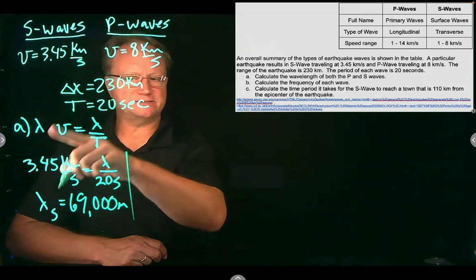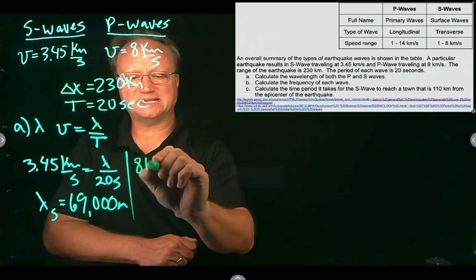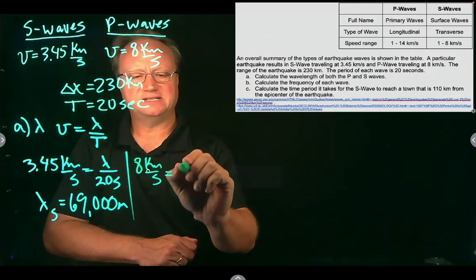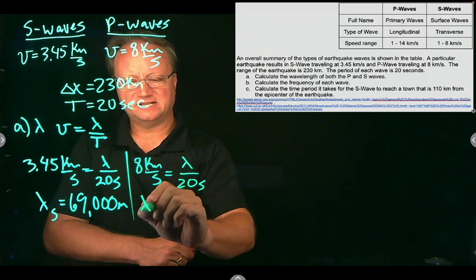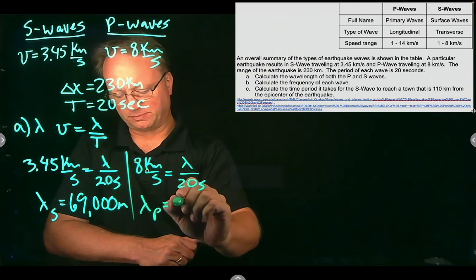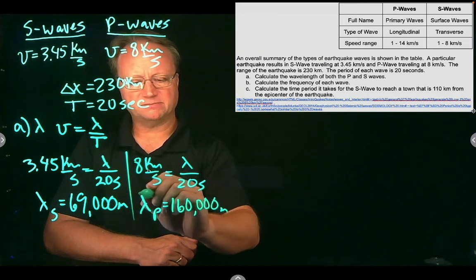Then if we plug in the same equation, but now for the P waves, so it'll be 8 kilometers per second is equal to lambda over 20 seconds. That's going to give us a lambda for the P waves of 160,000 meters.